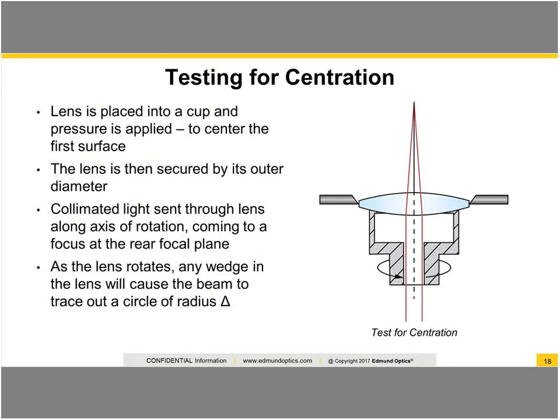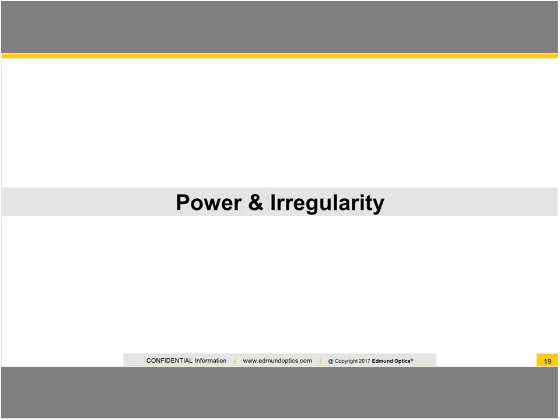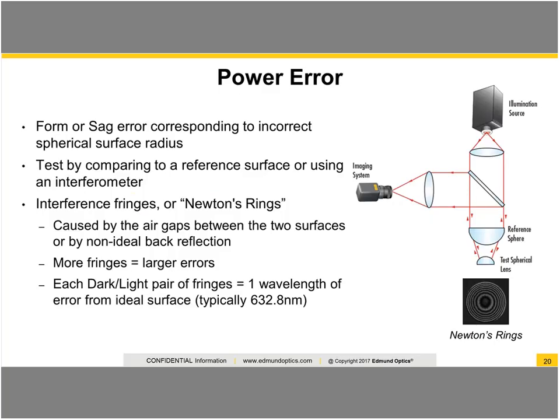As the lens rotates, the point of light at focus will also move around a circle, just like you saw in that previous video. And the diameter of that circle is twice the beam deviation. So that's how we actually measure it. Power and irregularity, so these are surface specifications.